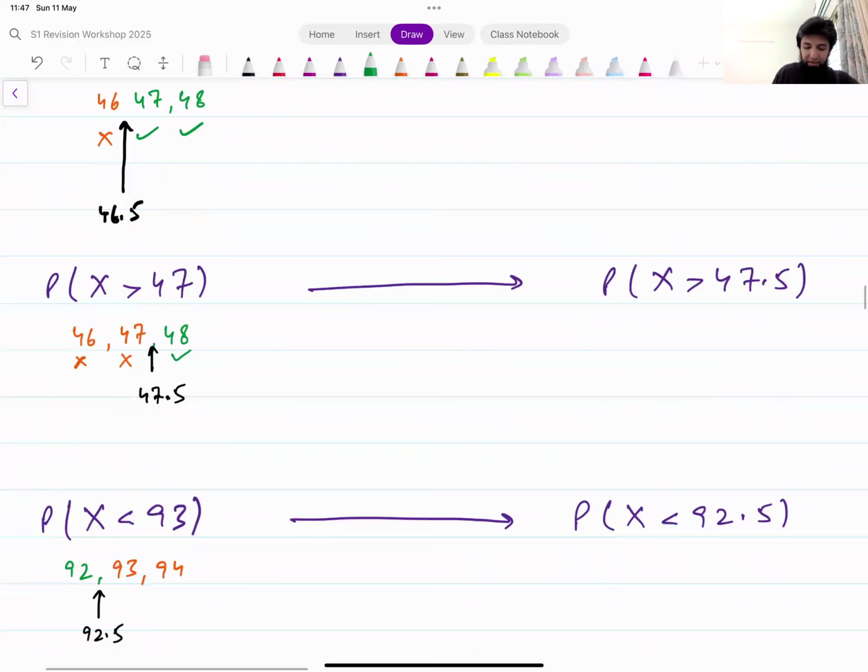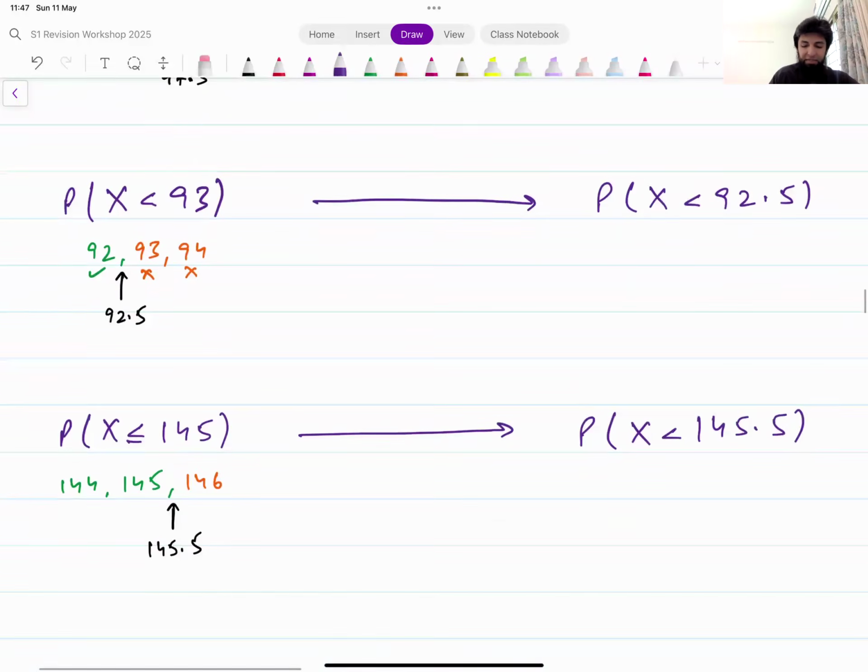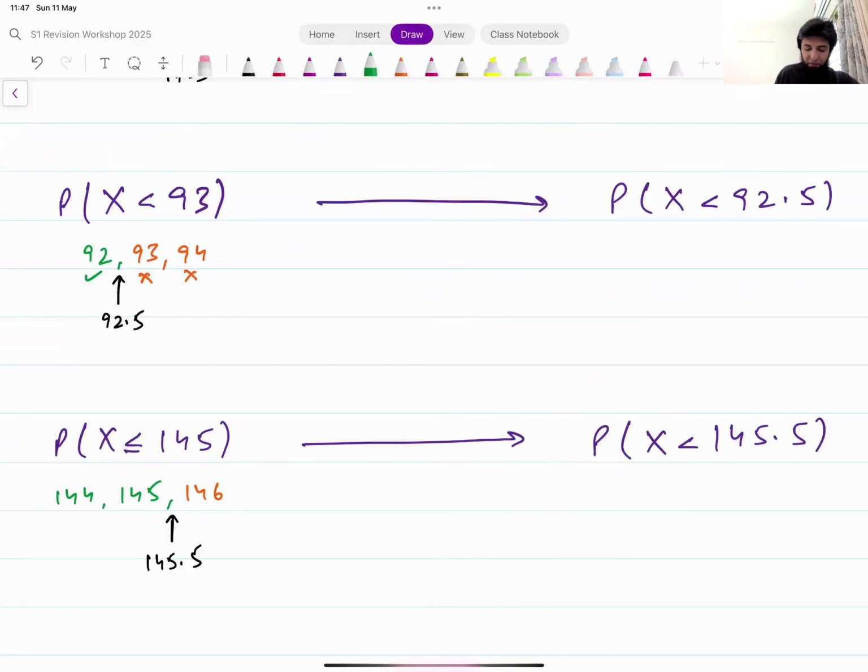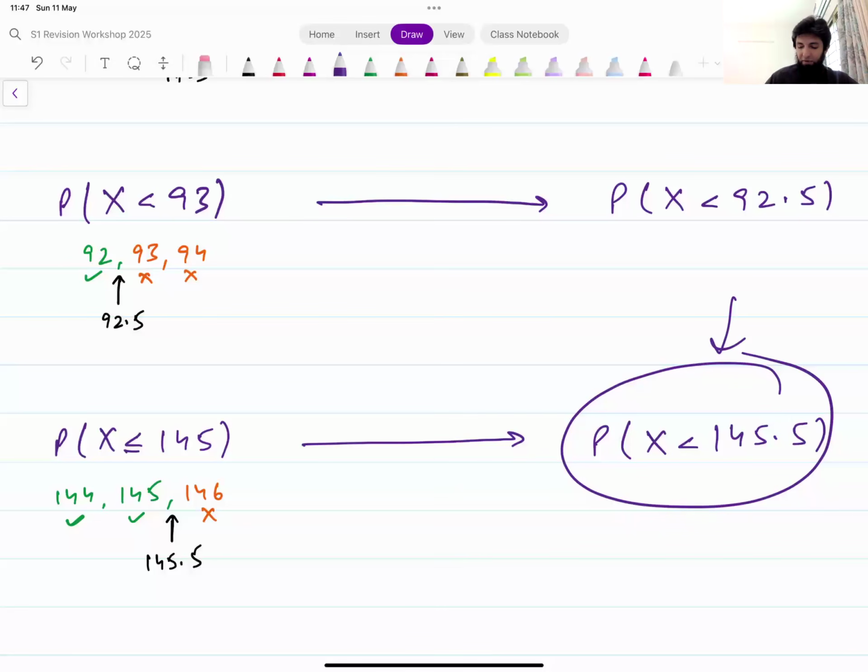If you had x less than 93, again, you think of these three numbers: one number less than that, one number greater than that, and the number itself. 92, is that included? Yes. 93, is that included? No. 94, no. So between tick and cross, you've got 92.5. You say this is x less than 92.5. And finally, if you have x less than or equal to 145, again, you think of those three numbers. 144, is that included? Yes. 145, yes. 146, no. The decision changes between 145 and 146, so you choose the midpoint of them, 145.5. That's what you do in normal distribution after continuity correction.